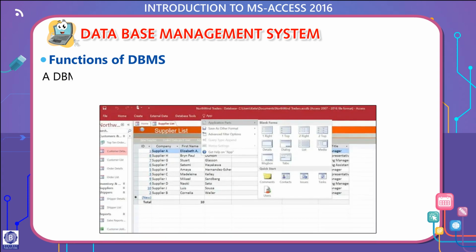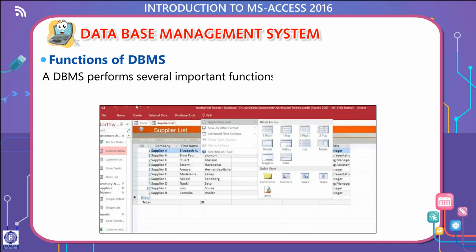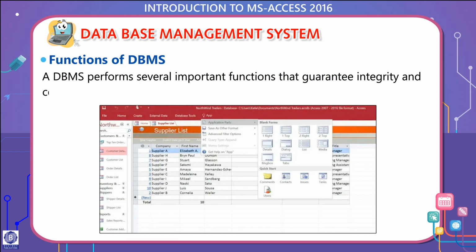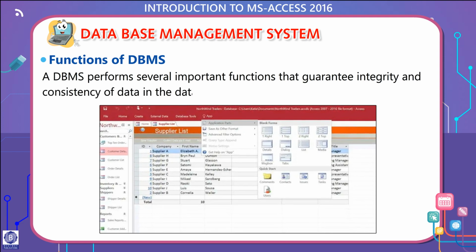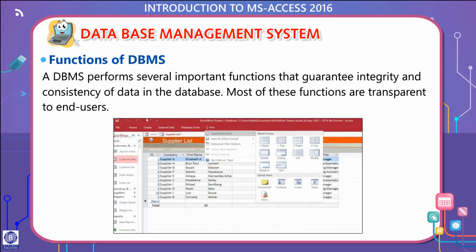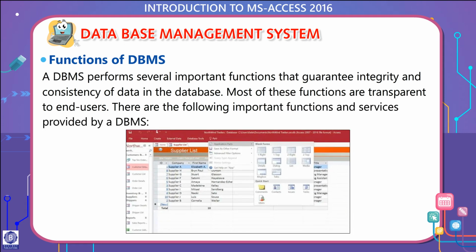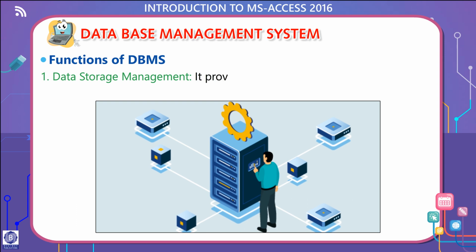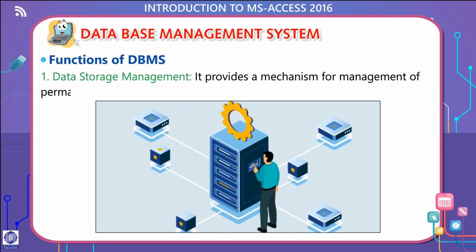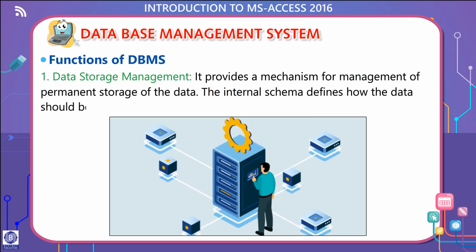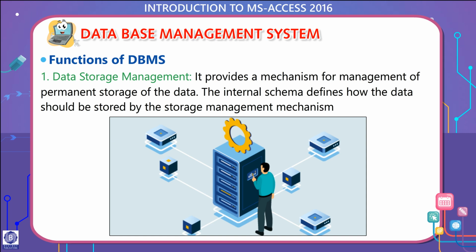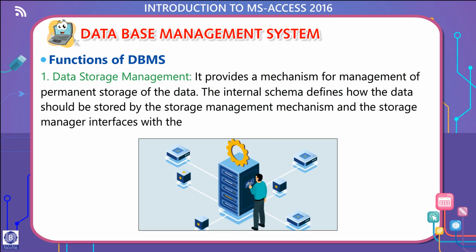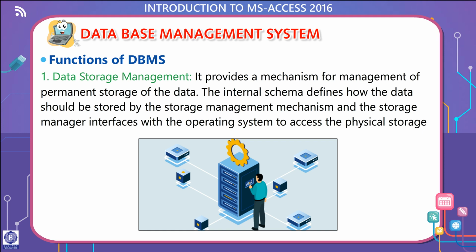Functions of DBMS. A DBMS performs several important functions that guarantee integrity and consistency of data in the database. Most of these functions are transparent to end users. There are the following important functions and services provided by a DBMS. Data storage management. It provides a mechanism for management of permanent storage of the data. The internal schema defines how the data should be stored by the storage management mechanism, and the storage manager interfaces with the operating system to access the physical storage.